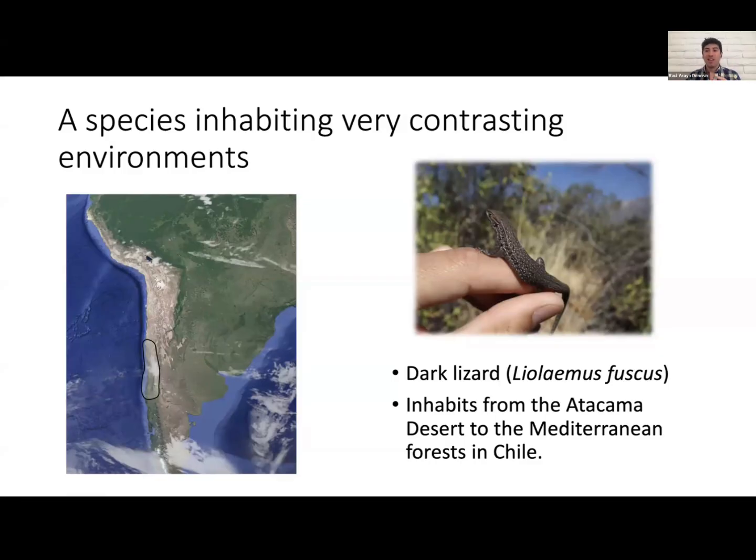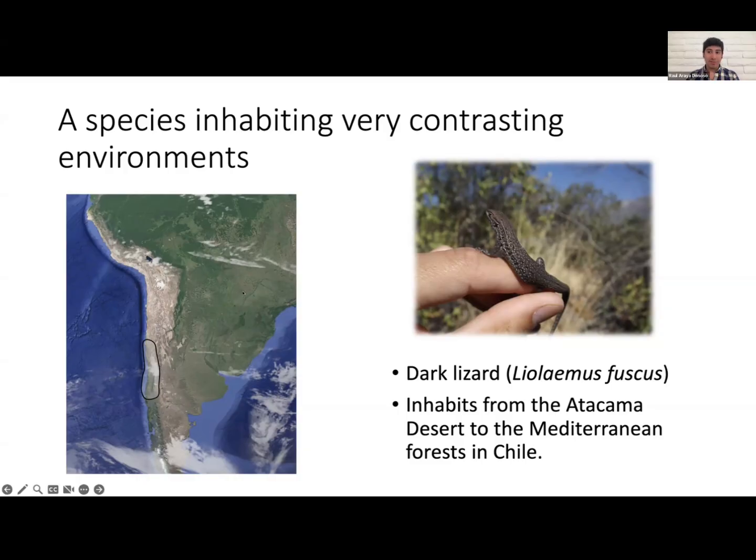They are super cute. And they live across very contrasting environments. So this species, so this is South America. And here we have the Atacama Desert, which is the driest desert in the world. And this species lives in the southern limit of the Atacama Desert, and they go south and live also in the Mediterranean forest of central Chile. So these two very contrasting environments, and these lizards are there.